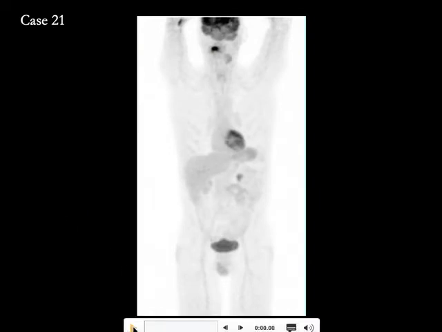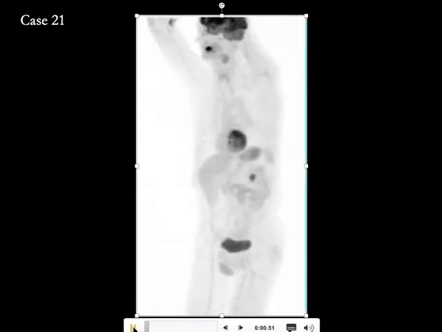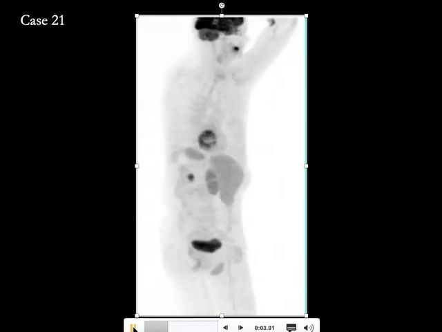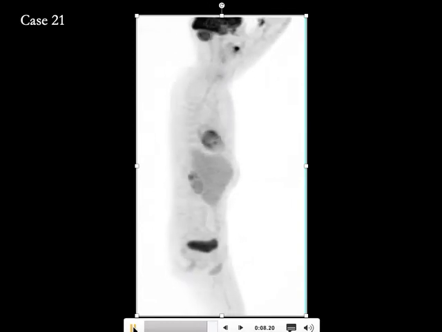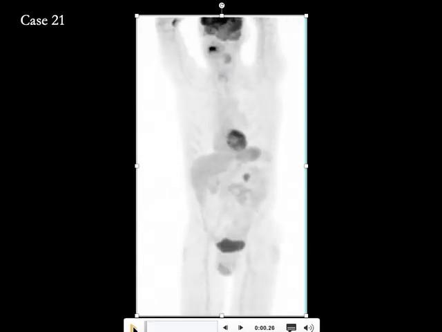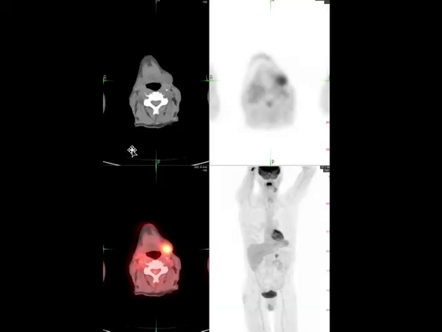Case number 21, a patient with history of head and neck cancer who has been treated with surgery and chemoradiation. This is a follow-up scan. Here we see physiologic activity in the oral cavity and a focus of mild uptake in the left submandibular region. This focus of uptake corresponds to the swollen left submandibular gland, showing FDG uptake.